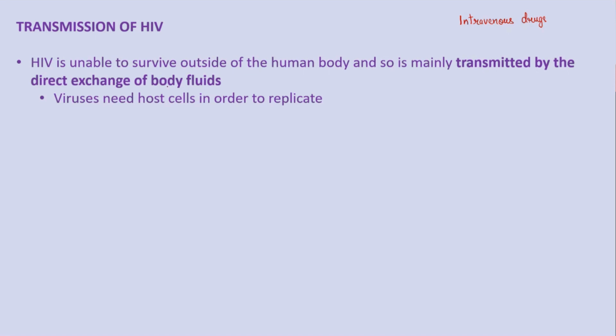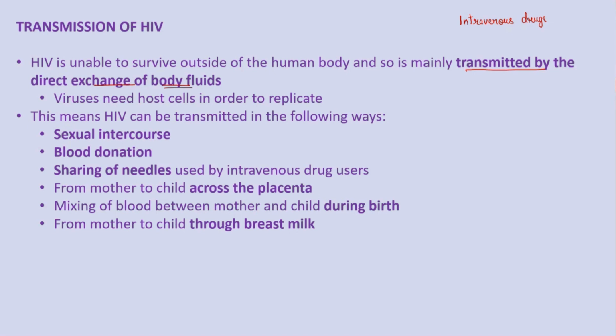Most viruses cannot survive outside the human body, and HIV is transmitted by the direct exchange of body fluids. So what are the ways in which it can be done? Unprotected sexual intercourse, blood donation, sharing of needles, and from mother to child across the placenta during embryonic development, then after birth also, mixing of blood between mother and child during birth and through breast milk. So there are a number of ways through which the transmission of the HIV virus can take place. Any doubt? No? Okay, so please write it down.